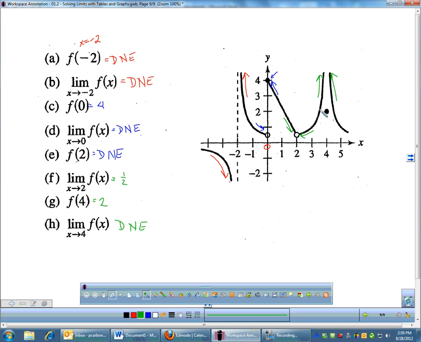Since left and right sides are going up, they're going in the same direction, I would rather you say that this limit equals infinity, because both sides are going up. If you say infinity, that tells me that they are going up. If you simply write does not exist, there's a whole bunch of ways that the limit could not exist. So infinity is a little bit more descriptive, although does not exist technically is not wrong.